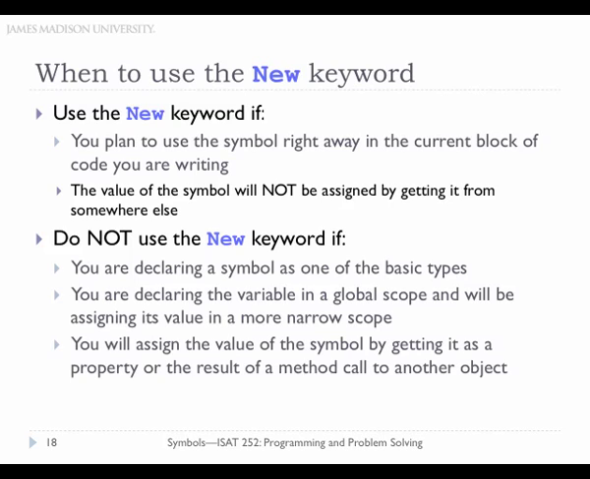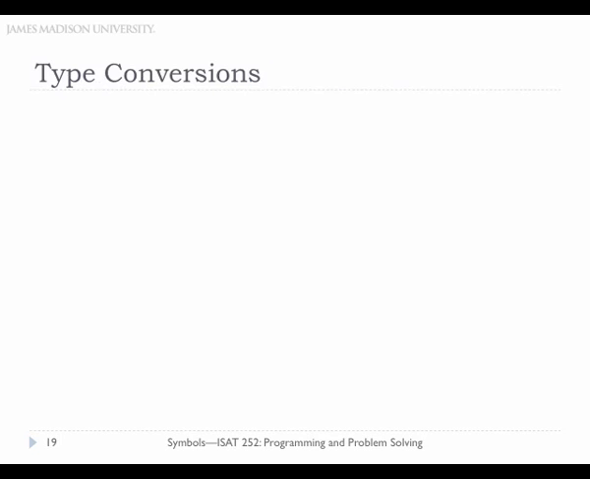You also do not want to use a new keyword if you will assign the value of the symbol by getting it as a property or the result of a method call to another object. I know this is probably a little bit confusing. Watch the rest of the video. There's a demo that shows you how this works in practice. But still, this is one of those things that you really can only learn by experience, by writing some programs and figuring out when you do and do not need to use the new keyword. It's pretty hard to explain, but it's not so hard once you get some practice using this stuff.